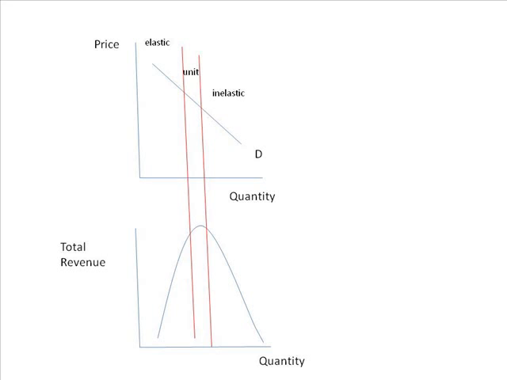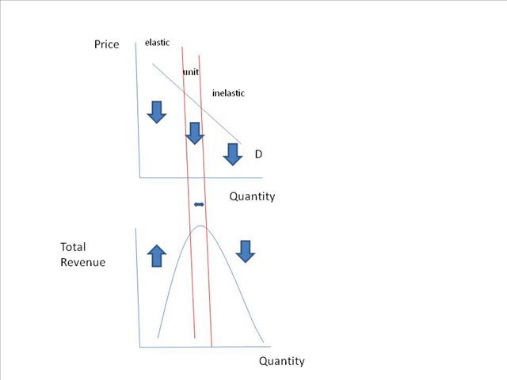But what about in total revenue? Total revenue, that first segment, what's happening to total revenue? It's going up. What's happening in the unit elastic portion? It's not changing. What's happening in the inelastic region? Total revenue is going down.